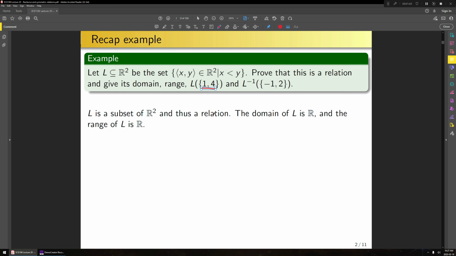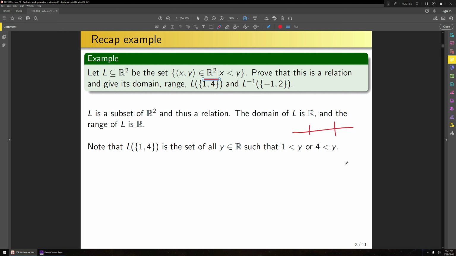Okay, perfect. Now we need to compute what the range of this is. So again, the range is going to be the set of all of the Y's that are related to 1 or related to 4. So this guy or this guy. So we do our little number line trick again because it works for this case. Draw here, here's our 1, here's our 4. We need Y's to be bigger than 1, bigger than 4. So it's just going to be these. Okay, so there we go.